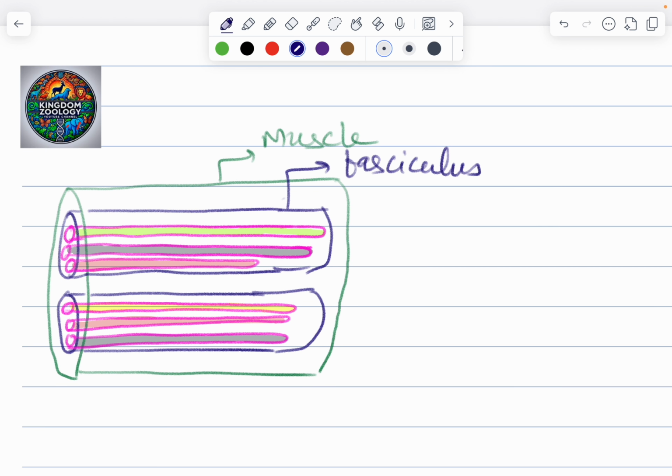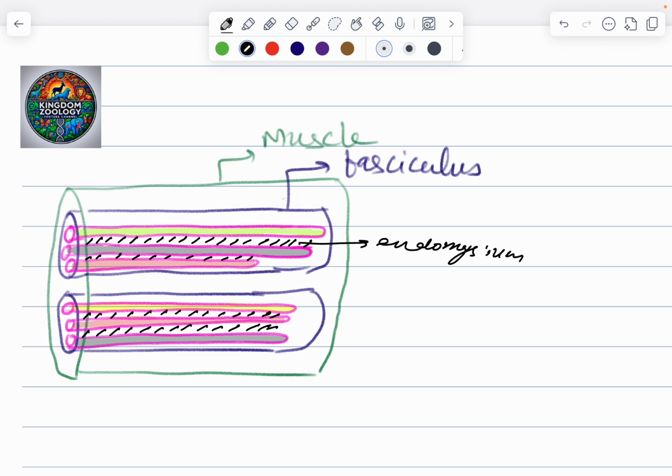And one more thing that we can recall over here is how are the individual cells packed together. What is this connective tissue that is holding the cells together? That is endomysium. Here also, what is holding the individual cells together? What is acting as the packing material between the cells? That is your connective tissue called the endomysium.